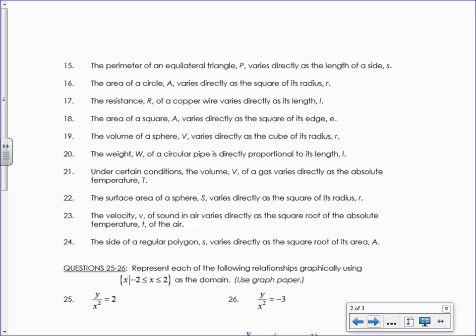On to 16. Area varies directly. Now be careful, the square of the radius. So area varies directly. The square of the radius is r squared. Okay, don't forget the square part. But remember, directly means divide. Now we can do 18. The area varies directly. Here's another one. The square of its edge. So a over e squared is equal to k.